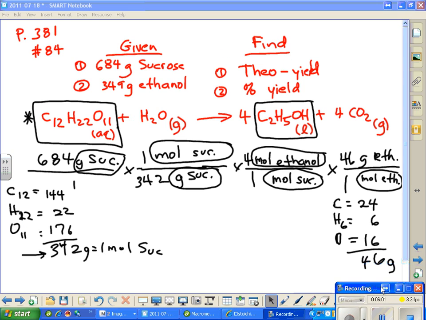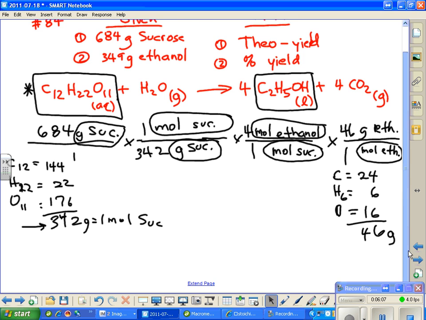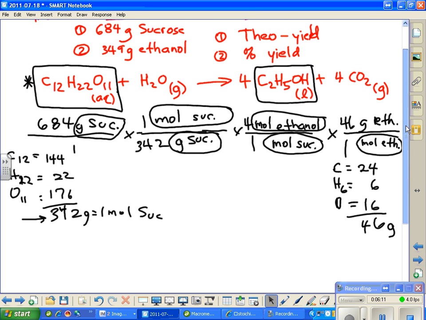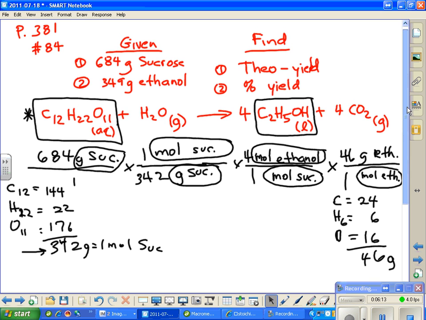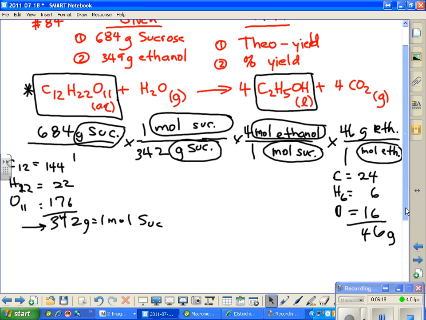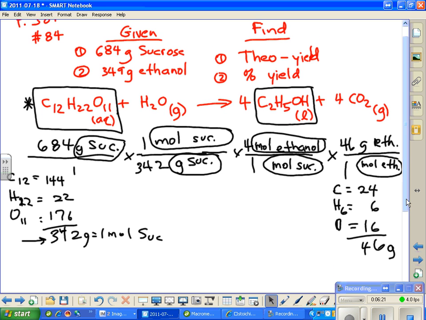All right, now let's go ahead and finish this thing off. We go back to or we look at the top, and I'm going to extend this page. I want a little space to make this spread out plenty for you. Okay, we want the theoretical yield, but first, we got the theoretical yield. That's what we just got when we got our number. And what was that number? 368 is the theo.